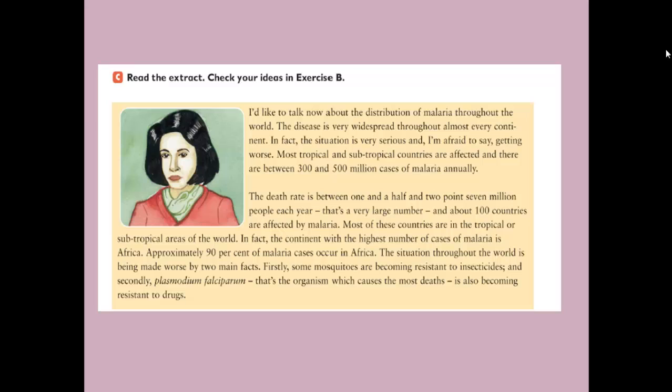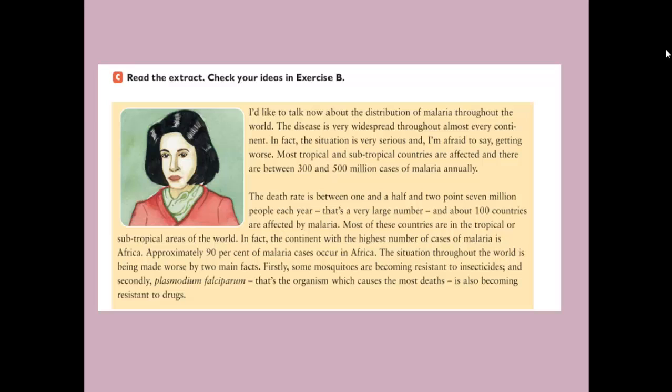Most tropical and subtropical countries are affected, and there are between 300 million and 500 million cases of malaria annually. The death rate is between 1.5 and 2.7 million people each year. That's a very large number, and about 100 countries are affected by malaria. Most of these countries are in the tropical or subtropical areas of the world. In fact, the continent with the highest number of cases of malaria is Africa. Approximately 90% of malaria cases occur in Africa.